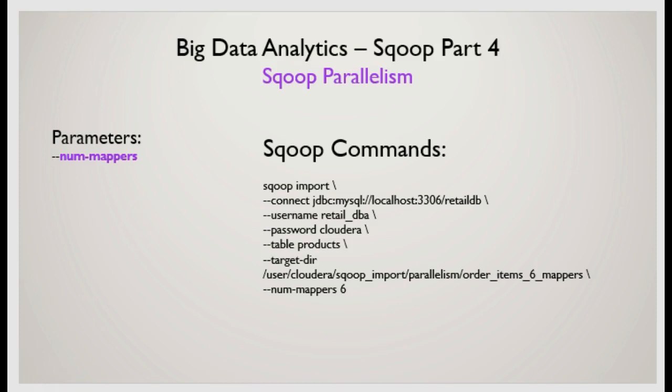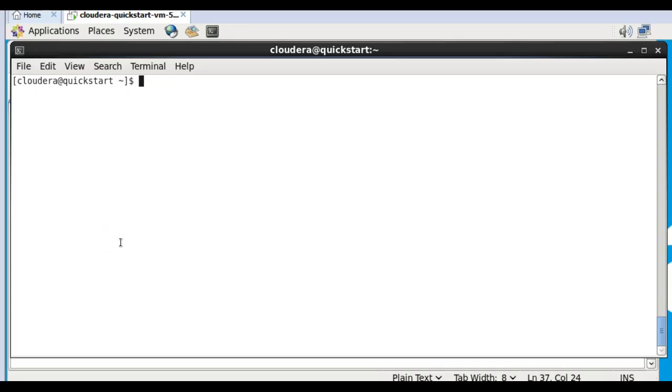Let's start. The lab will go to the Cloudera environment and run the Sqoop command to see what can happen if we change this parameter --num-mappers. Let's go to the MySQL database and see the order items table, how many records there are.